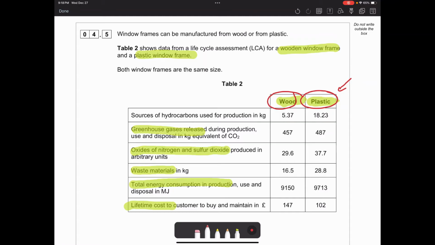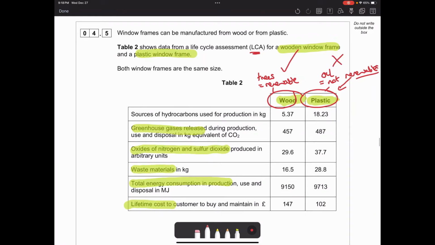where do they come from? So first part of the life cycle assessment is raw materials. Wood obviously comes from trees, plastic is oil. So first marks that I could say is wood comes from trees and trees are renewable. Whereas plastic comes from oil, which is not renewable. Those are the key things that you could start off by saying. So that's an immediate advantage for wood, and a disadvantage for plastic.